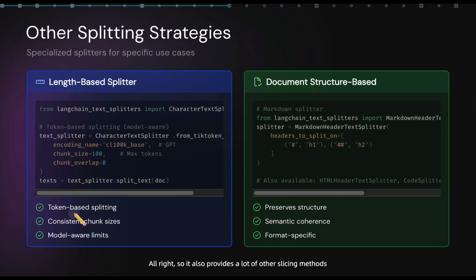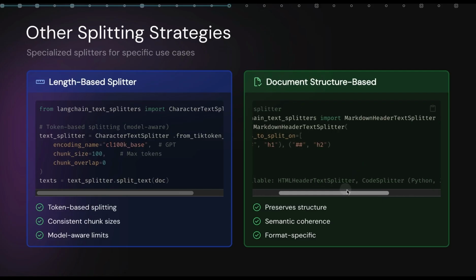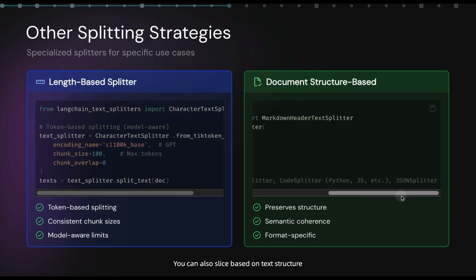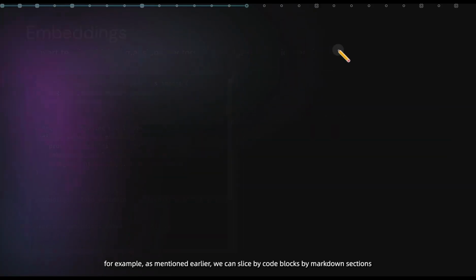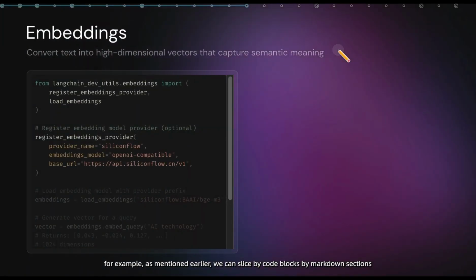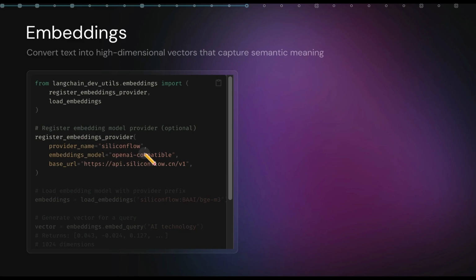Alright, so it also provides a lot of other slicing methods, including slicing directly based on the size of your text or by token size. What's shown here is slicing by text, but you can also slice entirely based on token length. You can also slice based on text structure. For example, as mentioned earlier, we can slice by code blocks, by markdown sections. These are all very commonly used methods now. Slicing by HTML structure is also very common. These are all widely used slicing techniques.